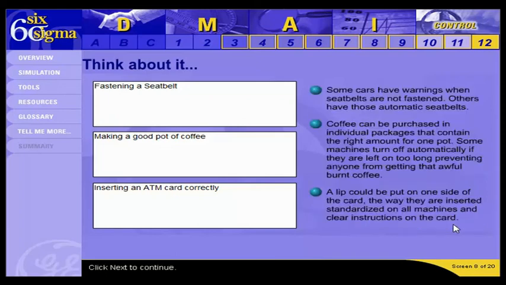There is no one right answer to these challenges. Here are some ideas to compare yours with. If you want some more challenges and solutions, click Tell me more. When you're ready, click Next to go on.